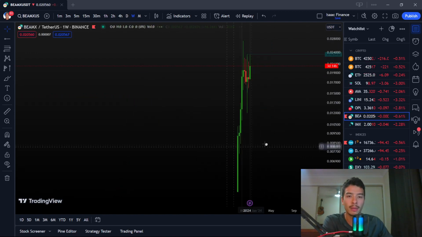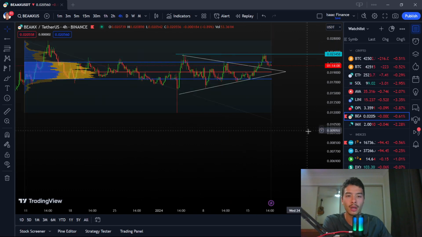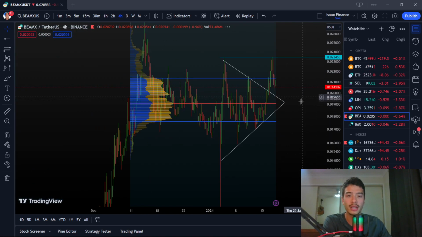Next one I'm looking at is going to be Beam. Beam is a gaming token. I was looking at a short position today.